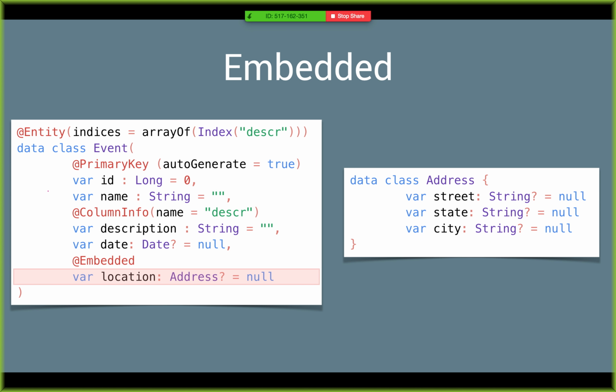Embedded fields. In my event class, I can use an address to define a location of the event. In this case, in the event table, I will have 3 more columns. I will have the event table with the columns ID, name, description, date, and street, state, city. So this Embedded annotation is creating all the columns defined in the address class. It's a one-to-one relation.